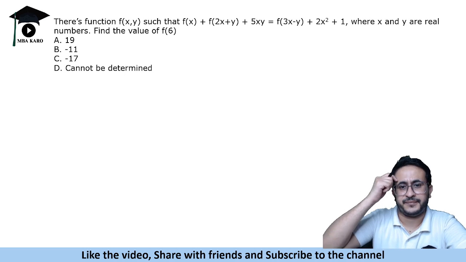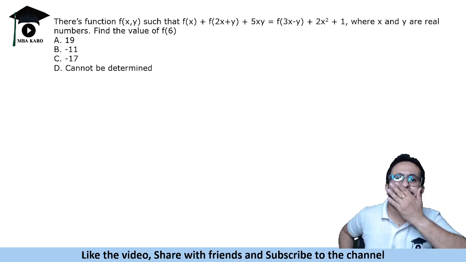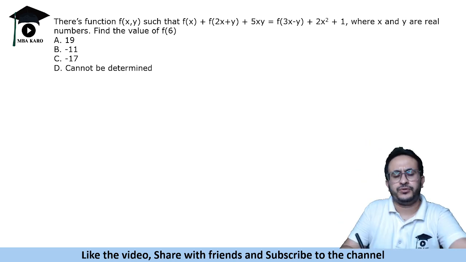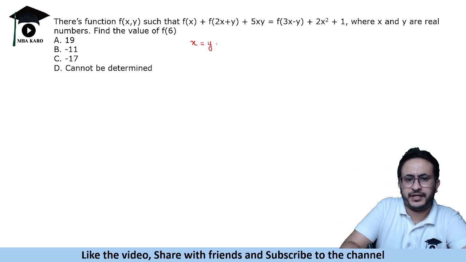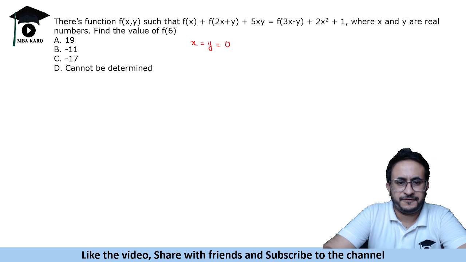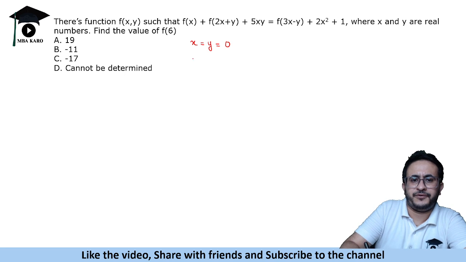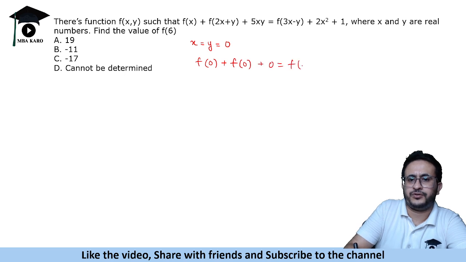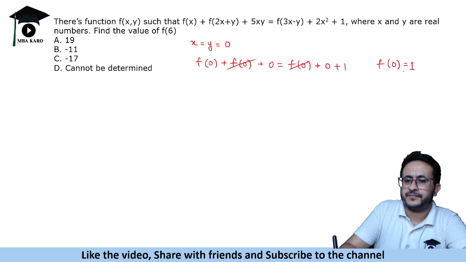Let's see one thing. In these questions, let us put x equal to y equal to 0, so we can get f(0). That will help us solve this function. If you put f(0) + f(0) + 0 is equal to f(0) + 0 + 1, this becomes f(0) is 1. F(0) is 1. We got this.